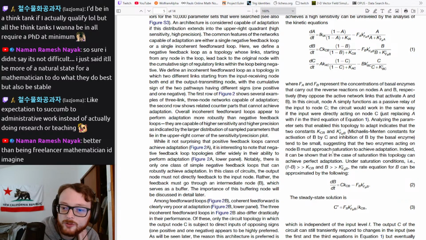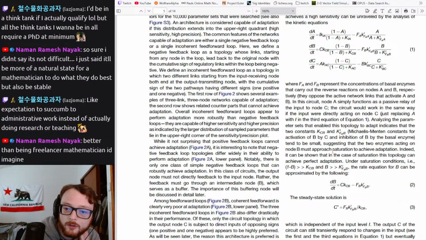The parameter sets that enable this topology to adapt indicate that the two constants KCB and K prime FBB, Michaelis-Menten constants for activation of B by C and inhibition of B by the basal enzyme, tend to be small, suggesting that the two enzymes acting on node B must approach saturation to achieve adaptation. Ooh.